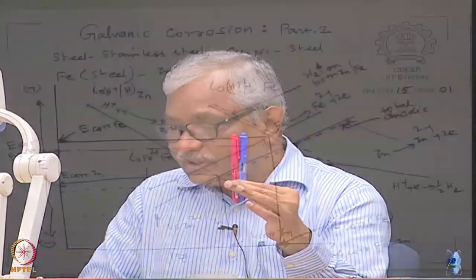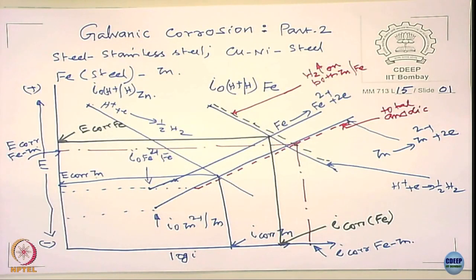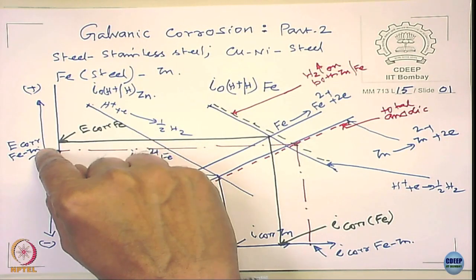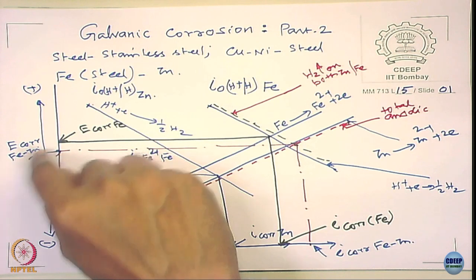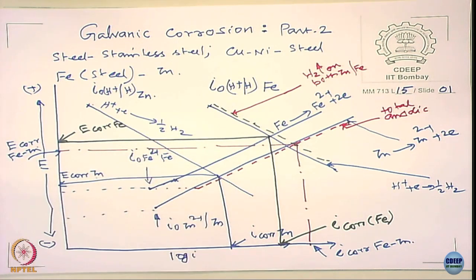It's similar because it's highly conducting. So the potential of these two are going to be similar, right? That potential corresponds to what is given in the Evans diagram as Icorr of iron and zinc. This is what you are seeing here. At that particular potential, the current that is flowing on steel and zinc is given by this diagram.